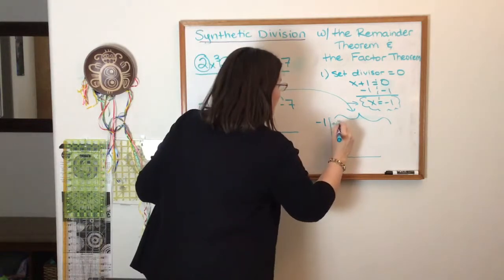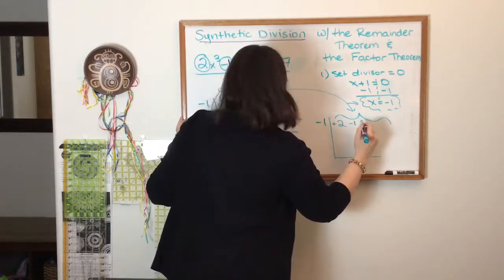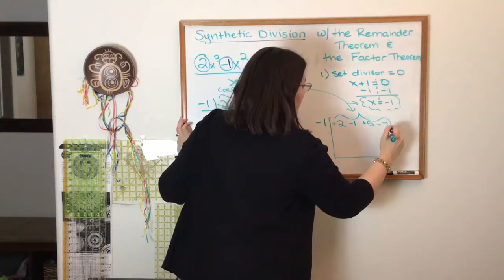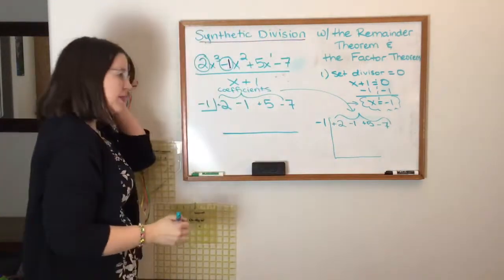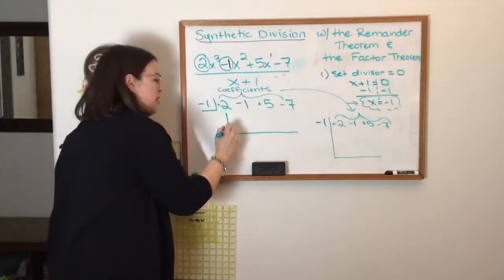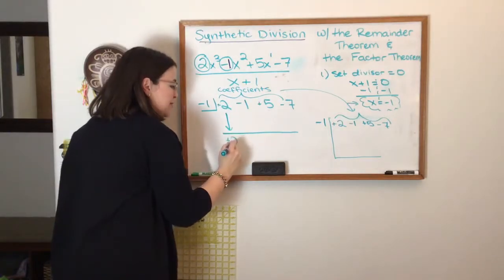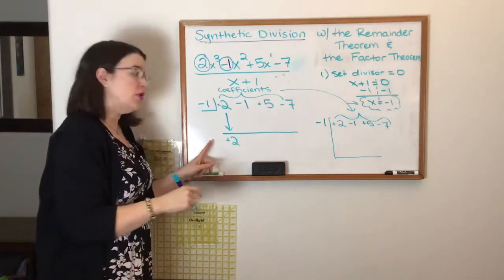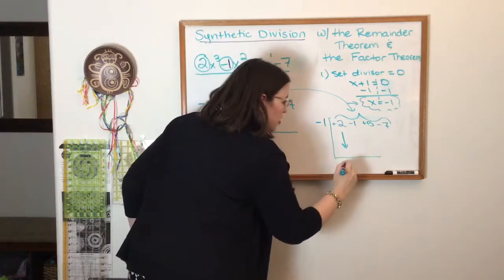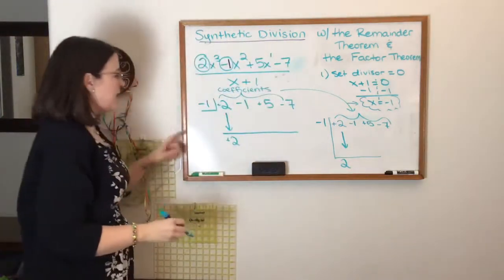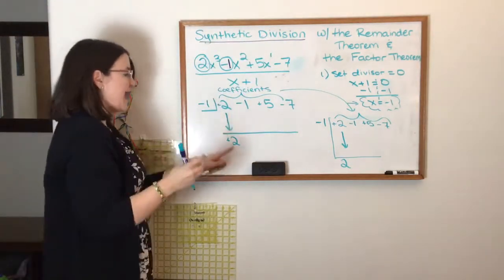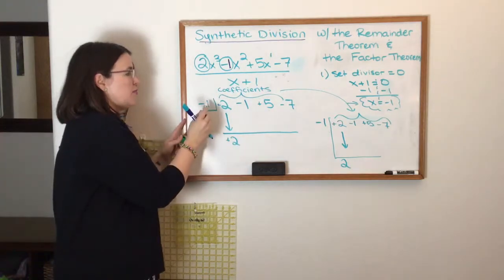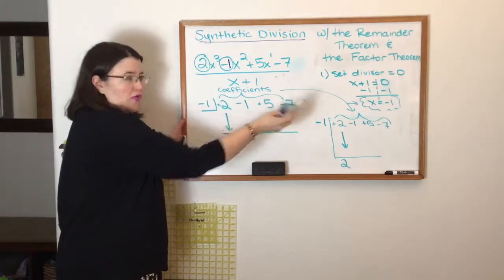Okay, same thing happens over here. I had a positive 2, a negative 1, a positive 5, and a negative 7. Now your first term always drops. You don't do anything to it, you just drop it below the line. So this one also will drop below the line. Now, anything below the line is going to get multiplied times the 0 that you're testing.